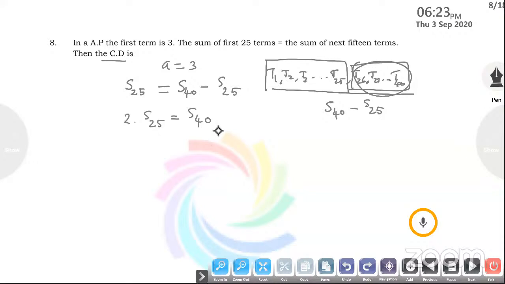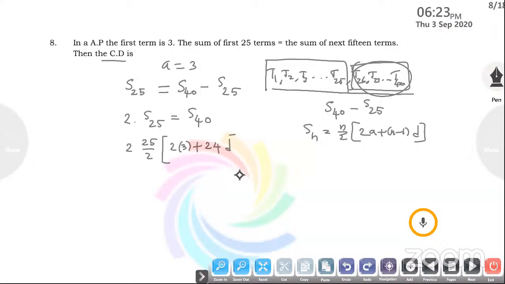And from 9th standard onwards, we are studying the formula for the sum of the first n terms of an AP. The formula is Sn is equal to n by 2 into (2a plus (n minus 1) into d). So I can write this as 2 into 25 by 2 into (2a, the first term is given as 3, plus (n minus 1), that is 24, into common difference). That's what we have to find out. This is equal to S40, that is 40 by 2 into (2 into 3 plus 39d).